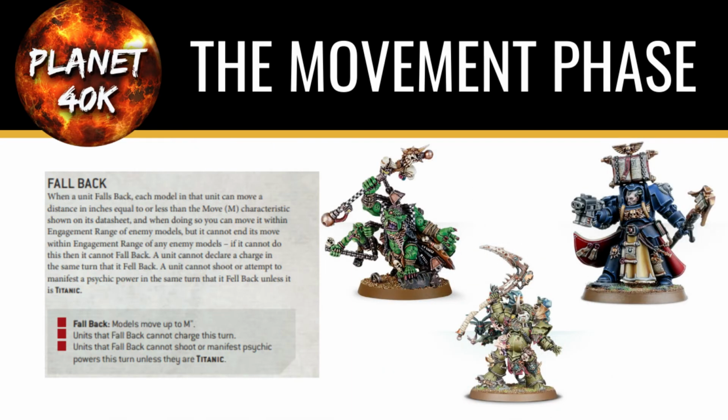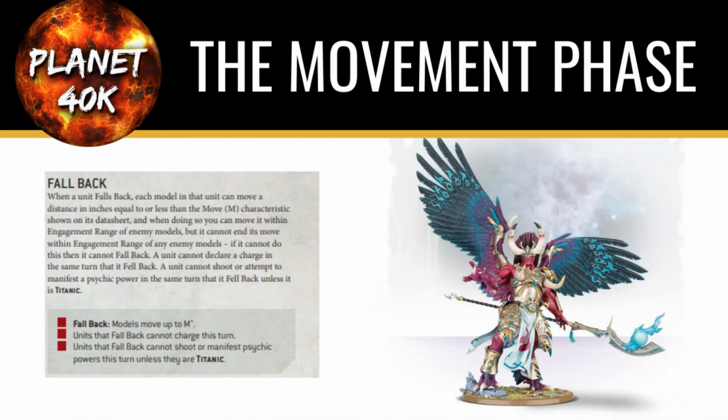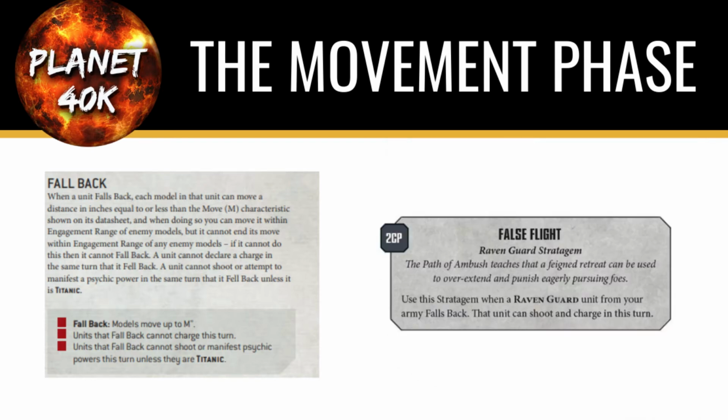Another slight change though, you cannot cast a psychic power with your Psyker if they fell back, unless they are Titanic. So this is going to really hurt those Eldar players and those Thousand Sons players, and Magnus does not have the Titanic keyword. So wrapping up the falling back section, you can still use stratagems and relics that allow you to fall back and shoot, but obviously this costs you either CP or your army's relic on that particular unit.